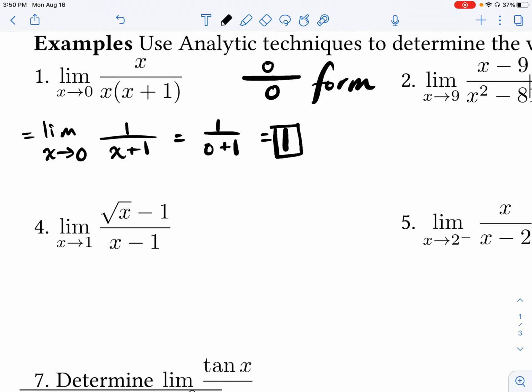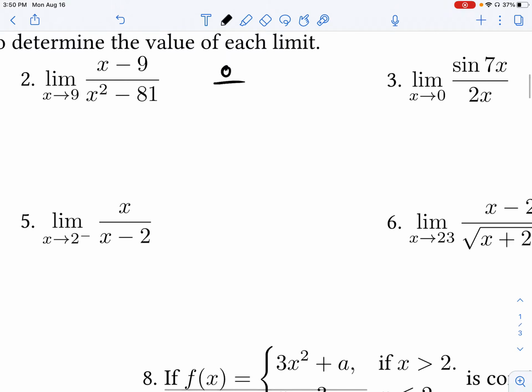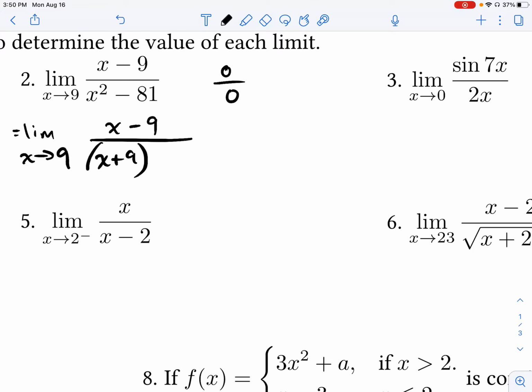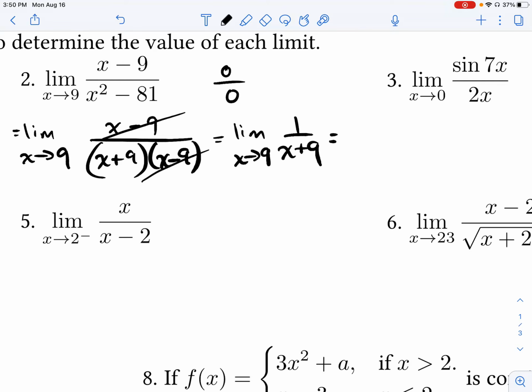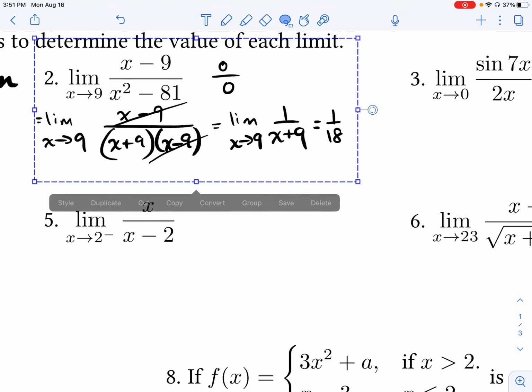Okay, let's take a look at some other ones. I'll run through a few of these more quickly. Something like number 2. Again, if I try direct substitution, I get 0 over 0 form. However, what I could also do is factor the numerator, which is already simplified, and factor the denominator. And I see that there's a common factor of x minus 9 in both, and say that this is equivalent to the limit of 1 over x plus 9. And using direct substitution here, if I plug in 9, I get 1 over 18. So this actually was pretty straightforward.